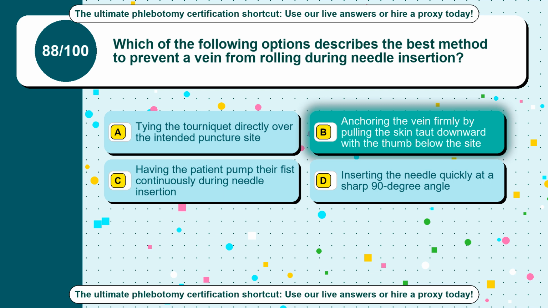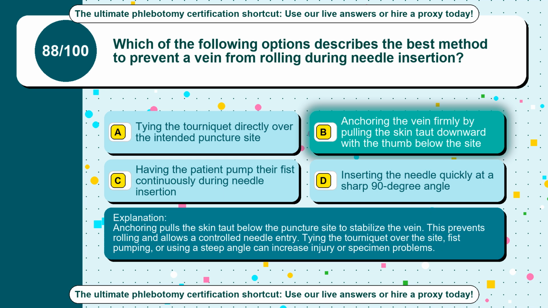The correct answer is option B, anchoring the vein firmly by pulling the skin taut downward with the thumb below the site. Anchoring pulls the skin taut below the puncture site to stabilize the vein. This prevents rolling and allows a controlled needle entry. Tying the tourniquet over the site, fist pumping, or using a steep angle can increase injury or specimen problems.